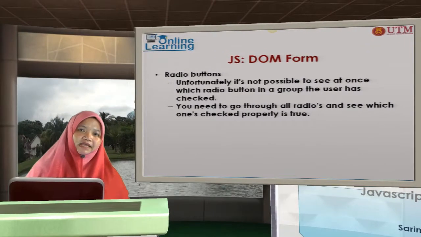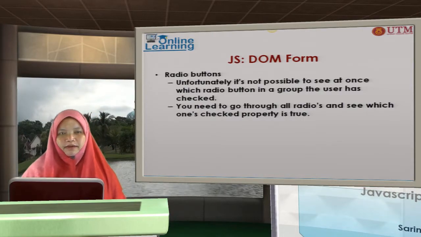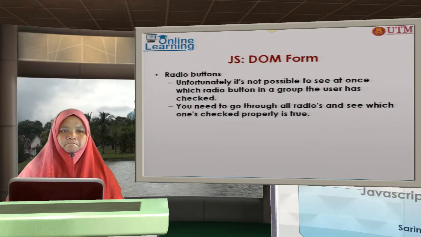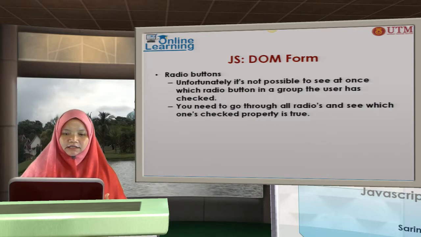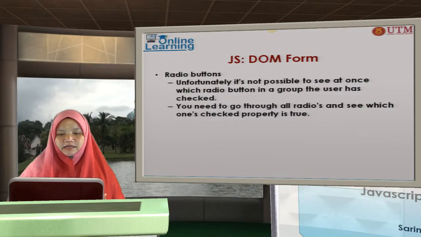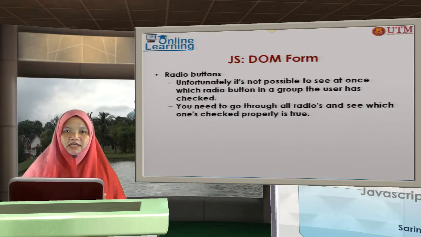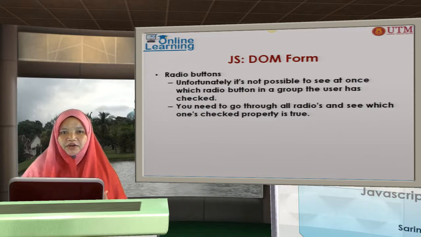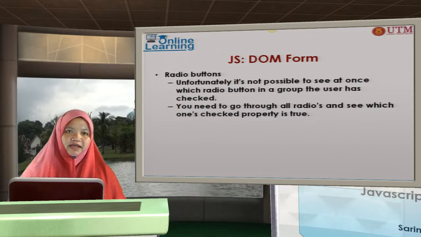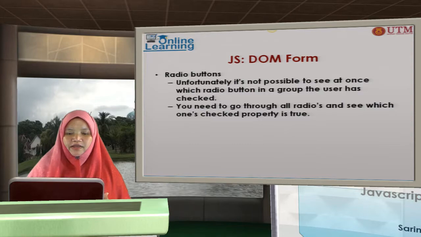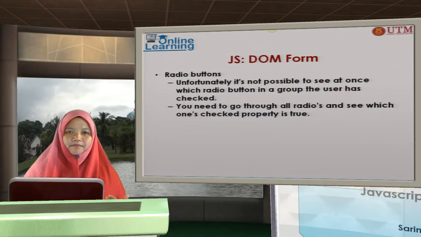Right, the next implementation for your forms is RadioButton. In this case, unfortunately, it's not possible to see at once which RadioButton in a group the user has checked. So what you need to do is go through all the radios and see which one has its checked property true. You have to make sure which one is checked true and the others are false.